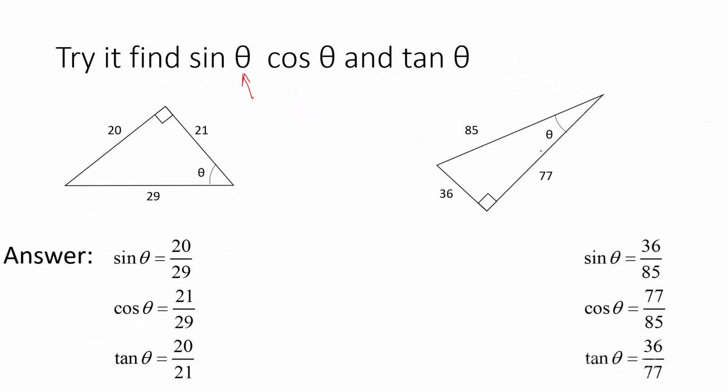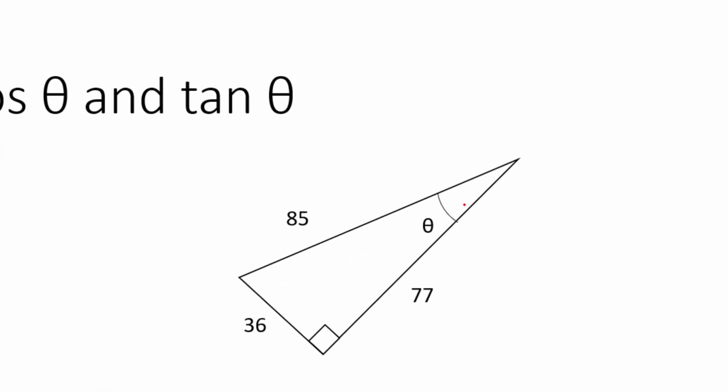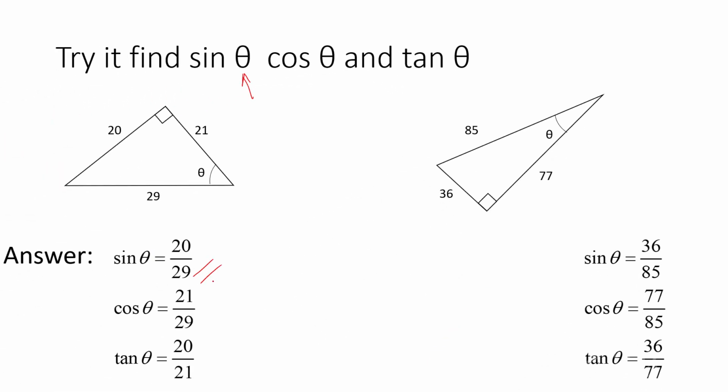As for the second triangle, sine theta over here is equal to opposite over hypotenuse. Cosine theta is adjacent over hypotenuse. Tangent is opposite over adjacent. And that is the answer. And I hope you have gotten all the questions correct.